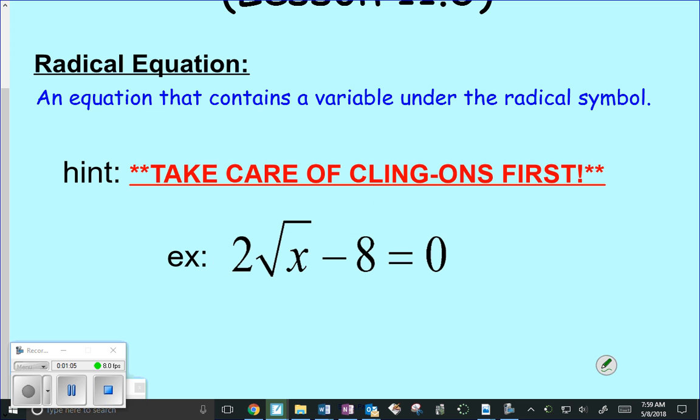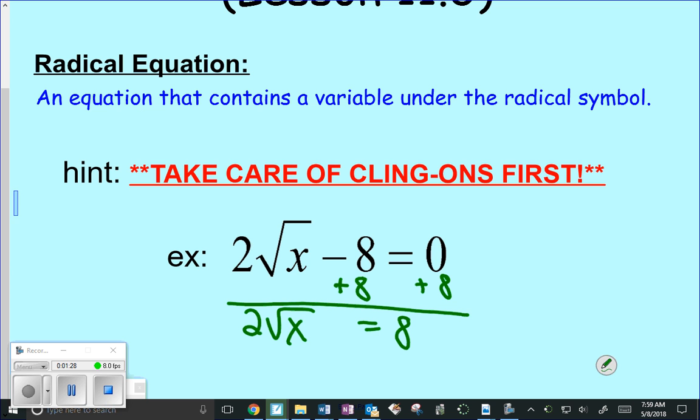Which one do you think we take care of first, the 8 or the 2? The 8. We're going to take care of the 8 first. You could divide everything by 2 at the beginning, but remember, divide everything by 2 if you're going to do that. It's much easier to take care of the addition or subtraction first. So let's do that. Now we can take care of the 2. How would we get rid of that 2? Divide both sides by 2. So now I have the square root of x equals 4.